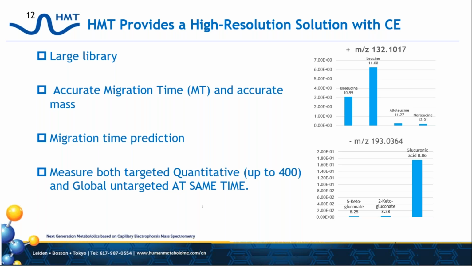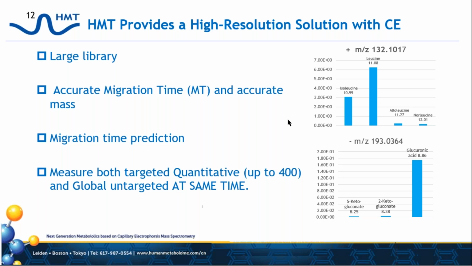And our resolution from the CE allows us to separate metabolites that have the same mass. On the far right, you see one metabolite series of 132.1017: isoleucine, leucine, alloisoleucine, and norleucine. Again, these are all isobaric, they're just different structures, and we can separate them by retention times, as you can see underneath. Below is another series of 3 metabolites of the same mass, again separated by migration time using the high resolution capability of the capillary electrophoresis.